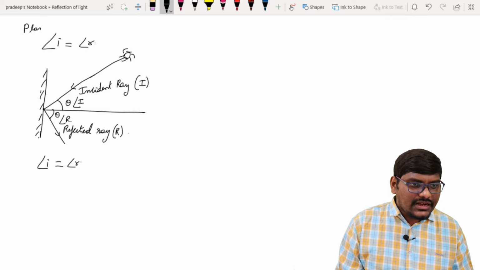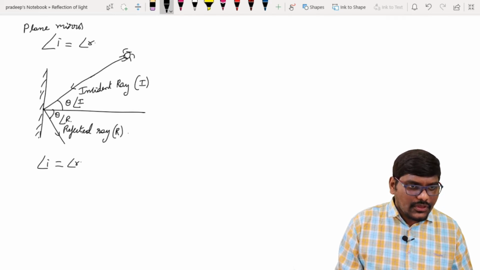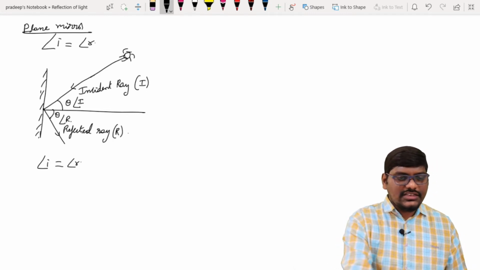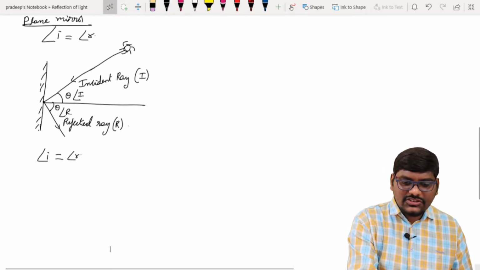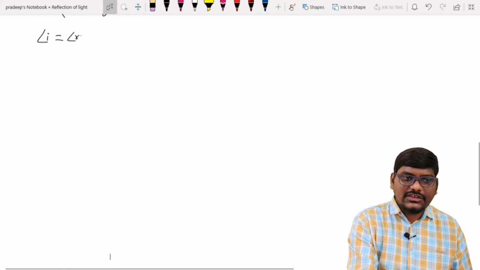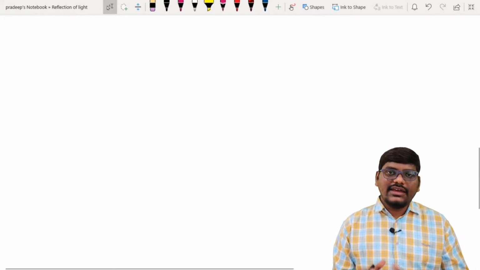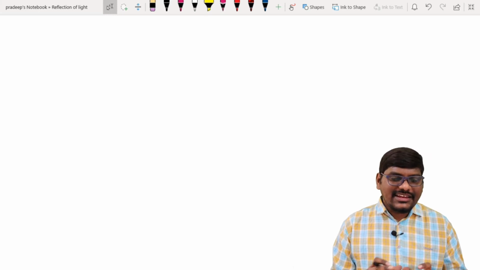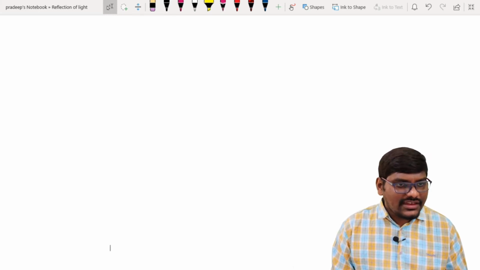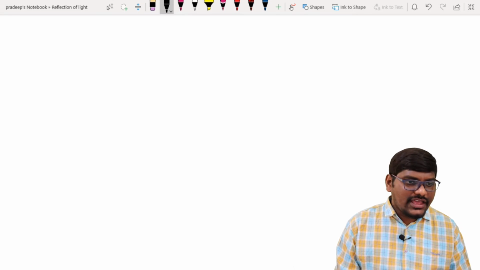So this particular mirror which we observed is a plane mirror. Okay, so let's see the next type of mirror, that is the concave mirror. Before going to the concave mirror, I'll give you a brief idea about its characteristics, the ray directions and all the notations which we will take.